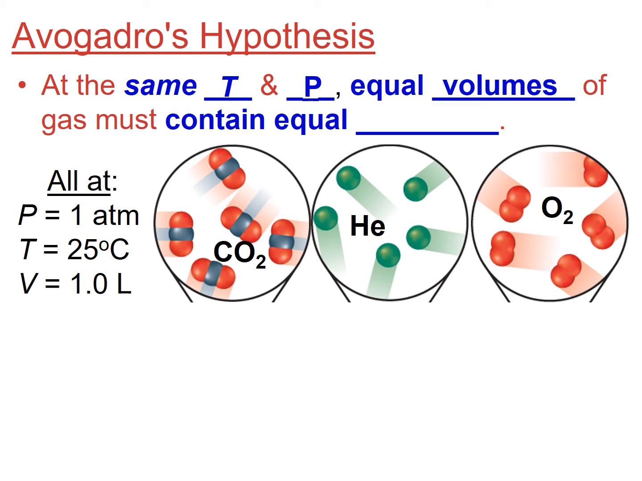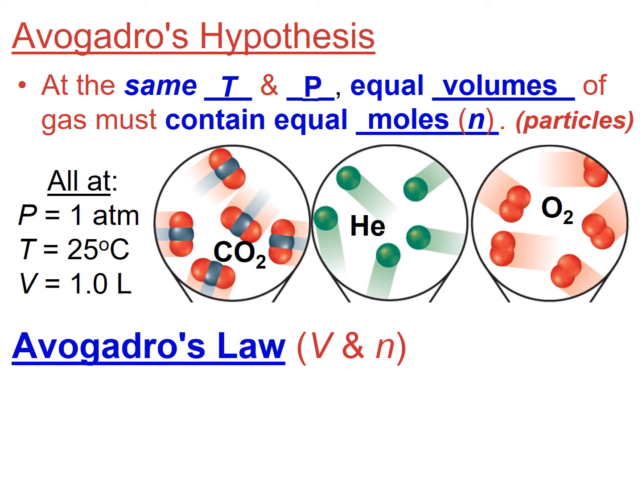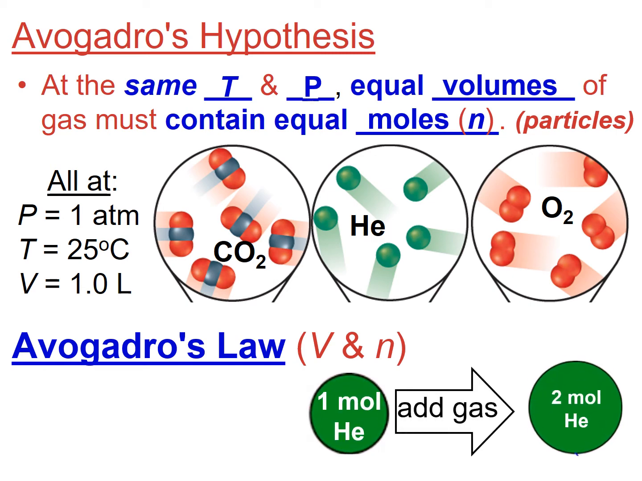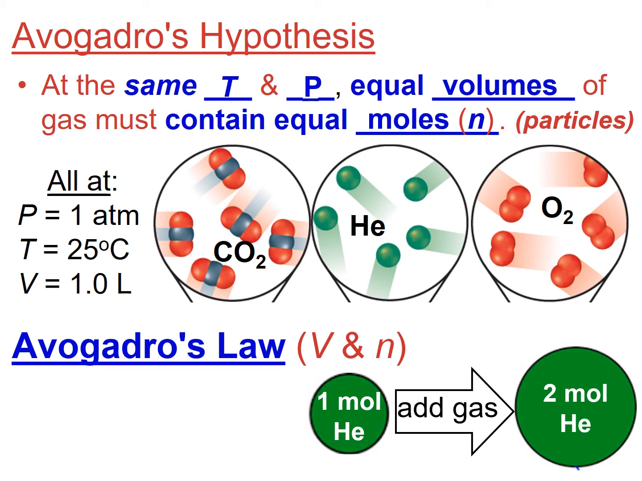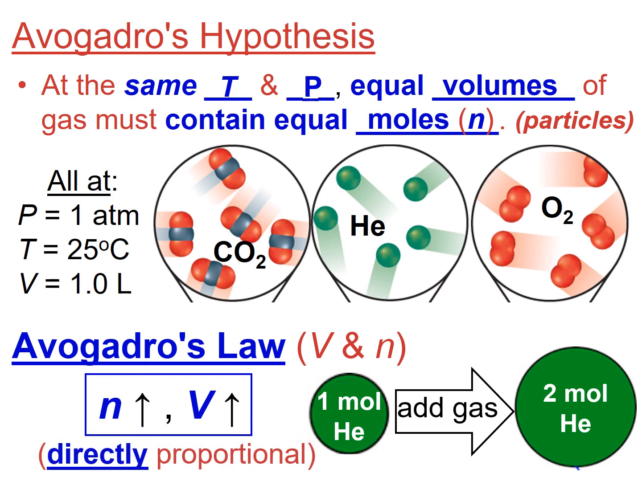At the same T and P, equal volumes of any gas must contain equal numbers of particles, or moles, N. This is Avogadro's law, V and N. 1 mole of He, add gas, goes to 2 moles of He. An increase of moles equals an increase in volume.